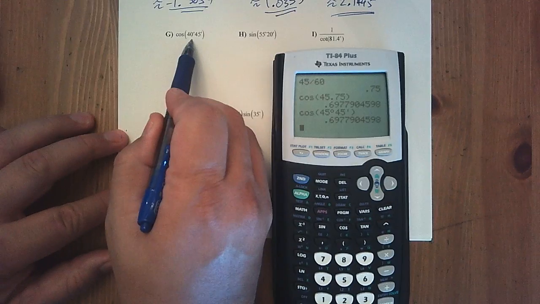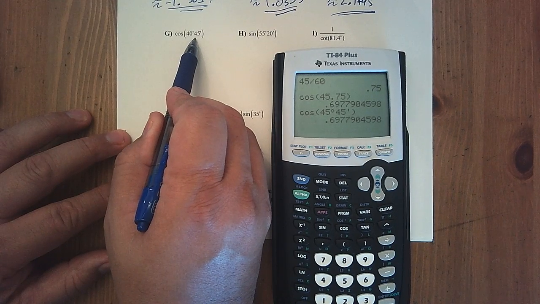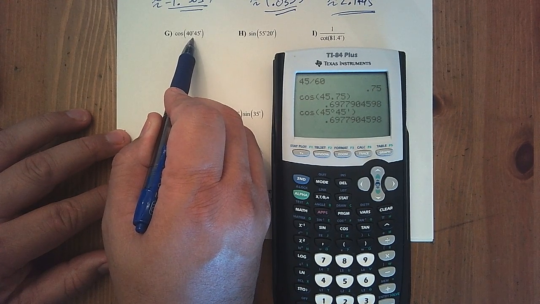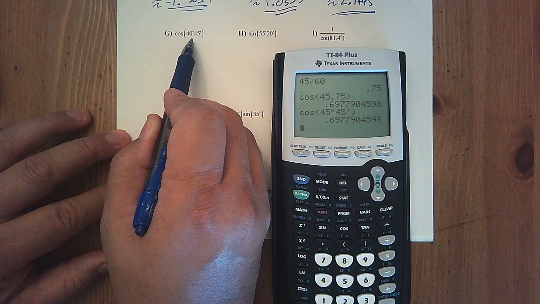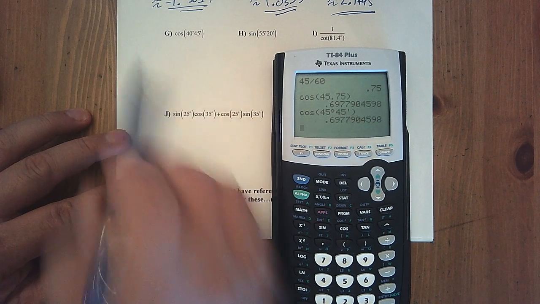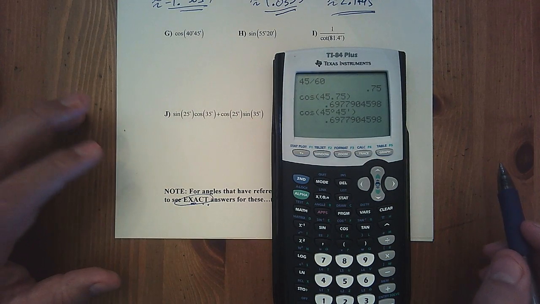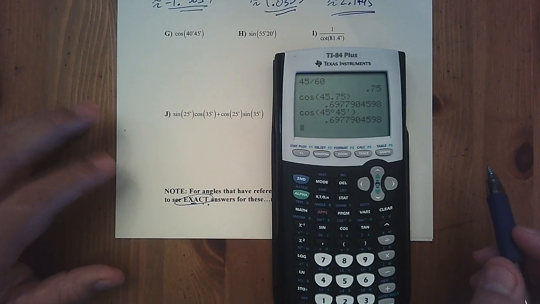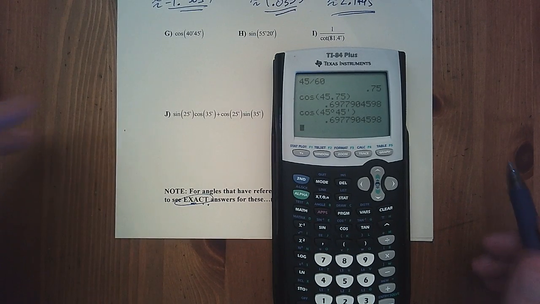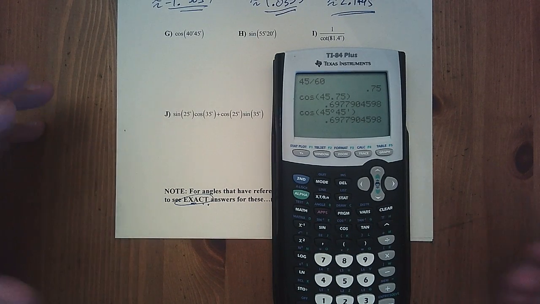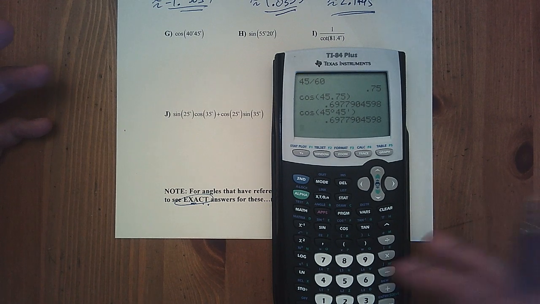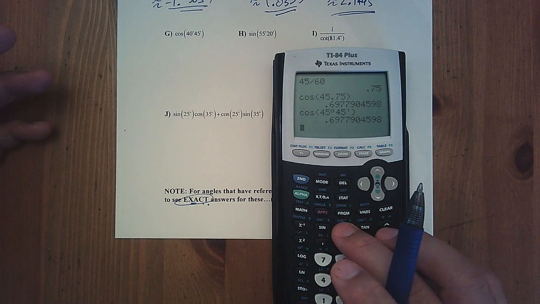The next one, again, the book tends to use degrees, minutes, seconds a lot, and so there's a couple of ways you can do this. One is you can just convert the 40 degrees, 45 minutes into decimal degrees. So that'd be one way you can do that, all right? Or you can just literally type it the way it is.